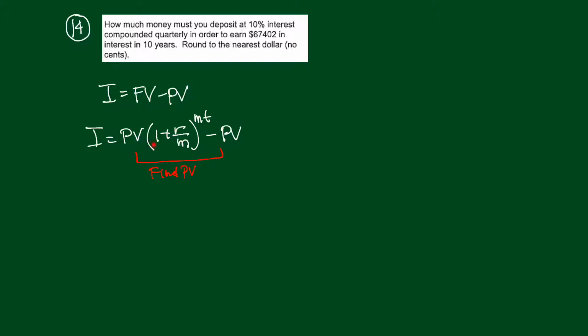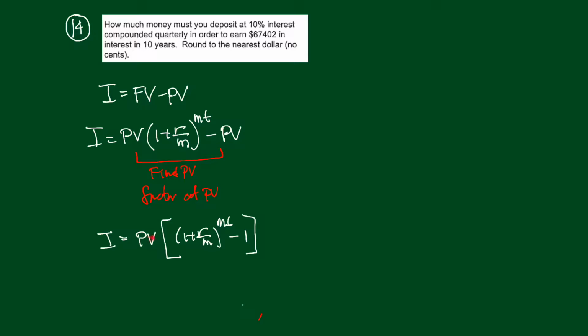PV appears in both these terms, so I'm going to factor out PV. I is going to be PV times, and I'll use a square bracket because I already have parentheses. I have it in two terms. If I take it out of this one, what's left? 1 plus r over m to the mt. And then minus PV. What do I need here so that PV times it gives PV? Well, how about minus 1?